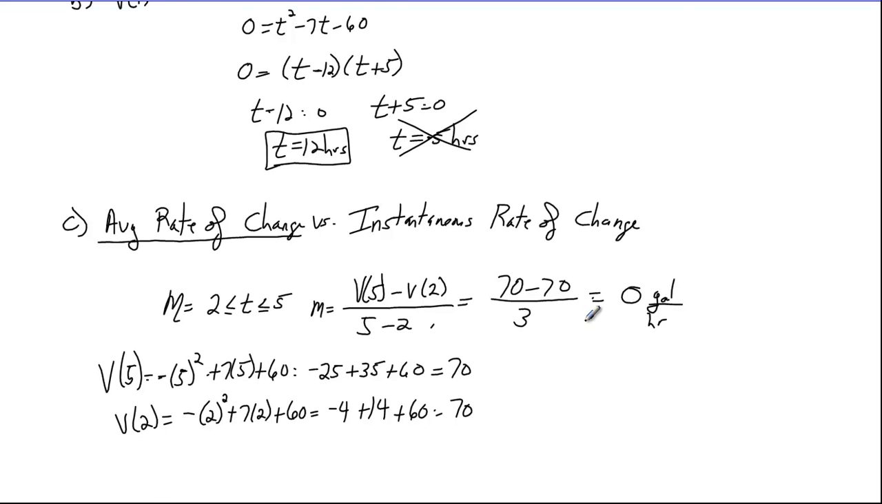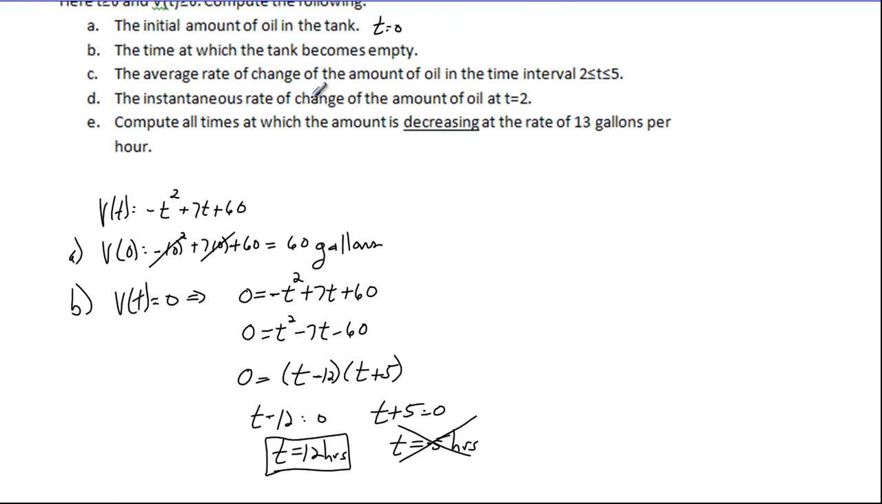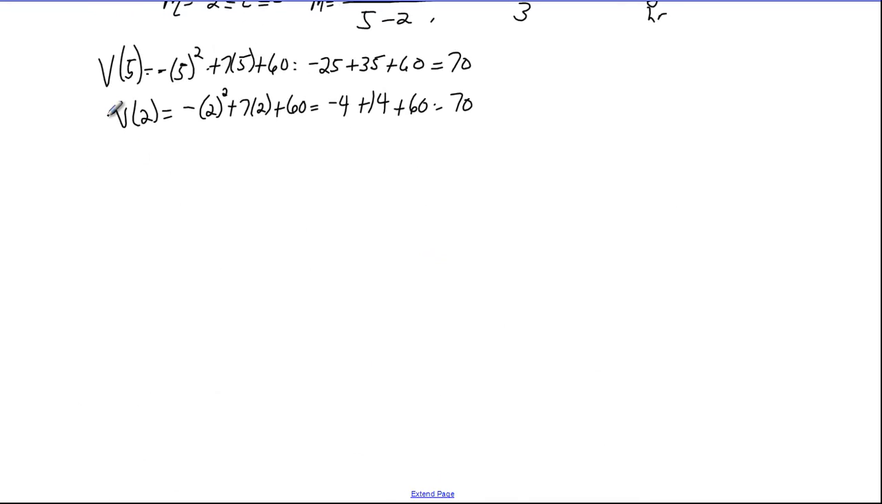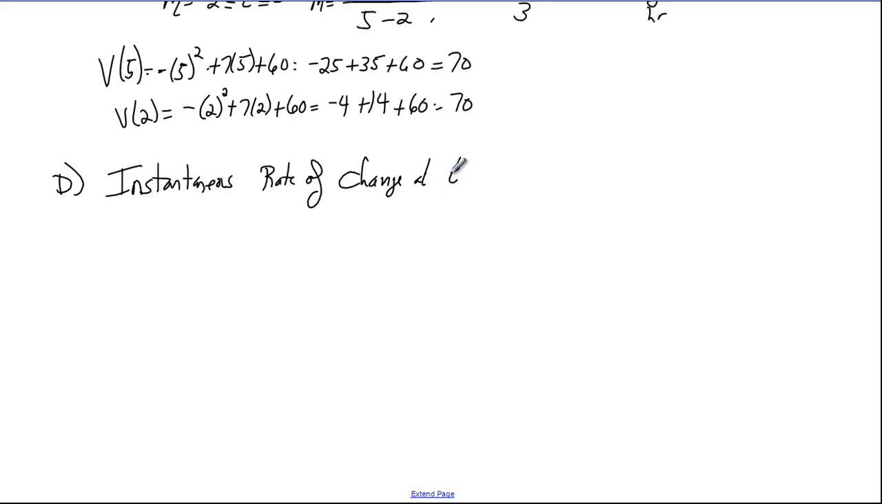So now part D asks us to find the instantaneous rate of change of the amount of oil at time equals 2. So we are finding the instantaneous rate of change at t is equal to 2 hours.